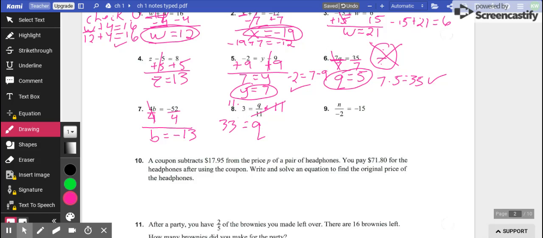Again, always going back, checking your answers. If I were to plug in a 33 for my q, 33 divided by 11 does in fact give me 3. So it checks out.